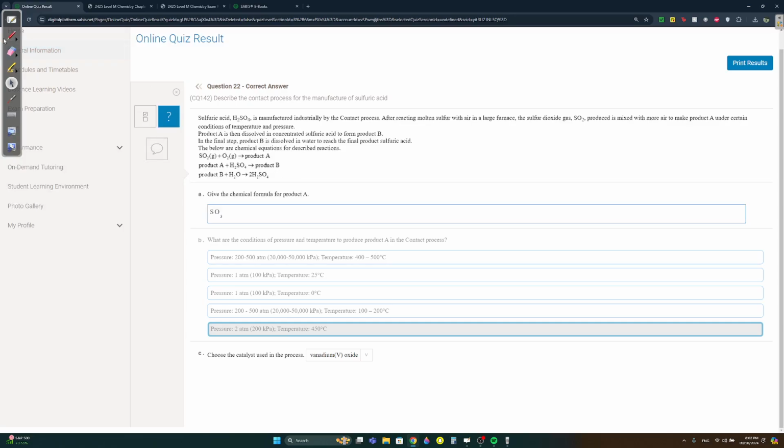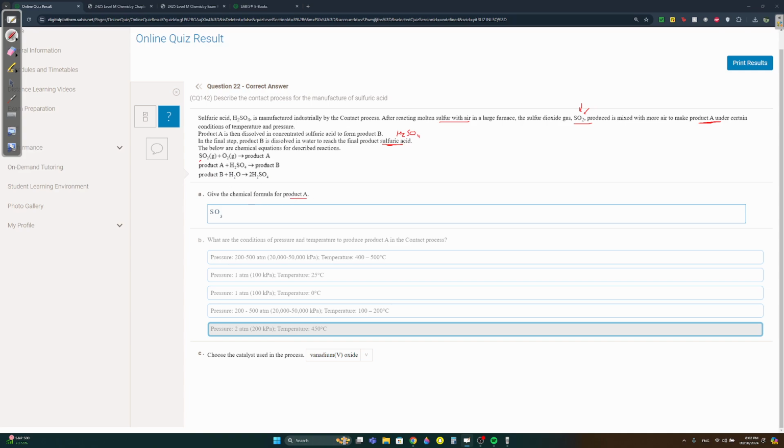The contact process, very easy. After reacting molten sulfur with air, so they reacted S plus oxygen in the air, they got SO2, right? Very straightforward. And they mixed the SO2 with more air to make a product A. Product A is then dissolved in concentrated sulfuric acid to form product B, and in the final step product B is dissolved in water to produce the final product, sulfuric acid H2SO4. We don't care about that.